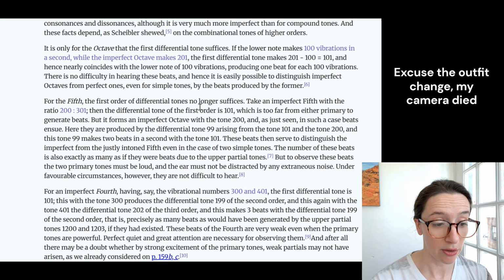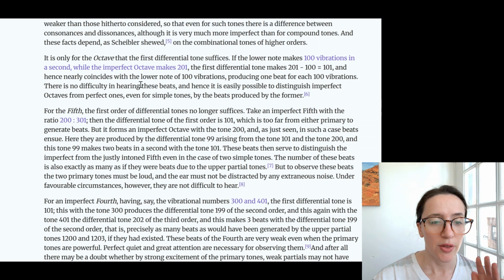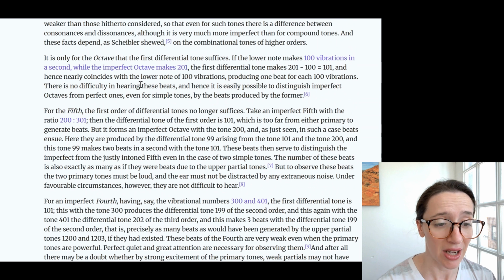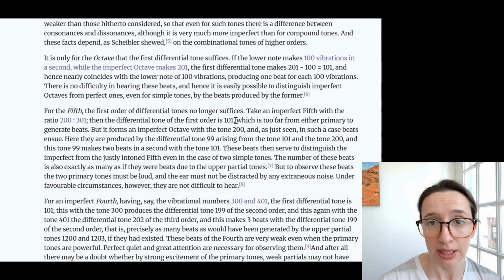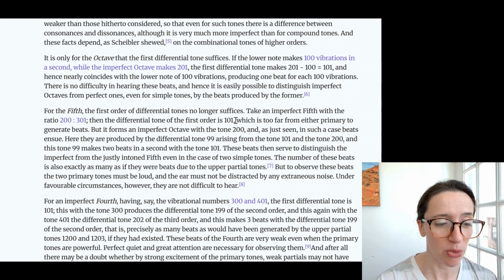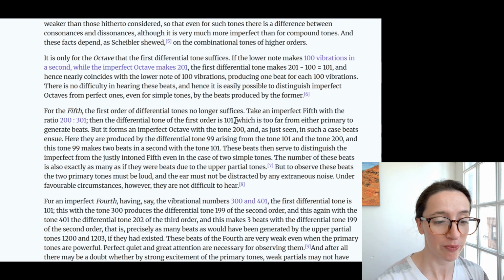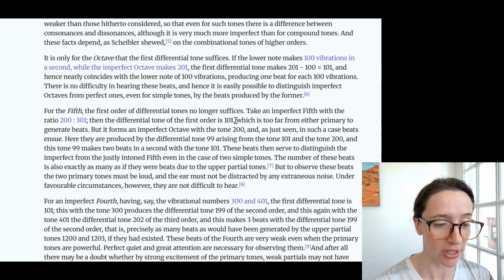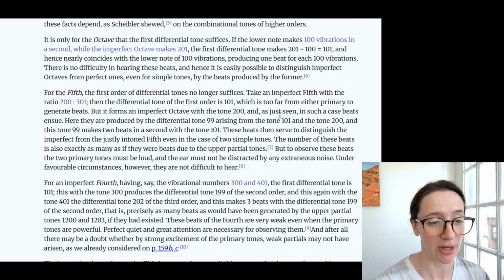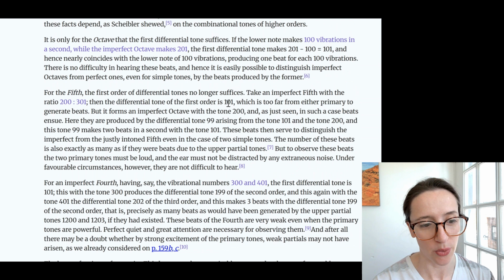For example, an out-of-tune fifth, 200 and 301. The first differential is 101, and that's too far apart from either of our generating tones to beat. But if we move on to the second order differential, which is the differential caused by the first order differential and one of the generating tones, in this case 200, we're going to get the second order differential 99, which will beat against the first order differential 101.